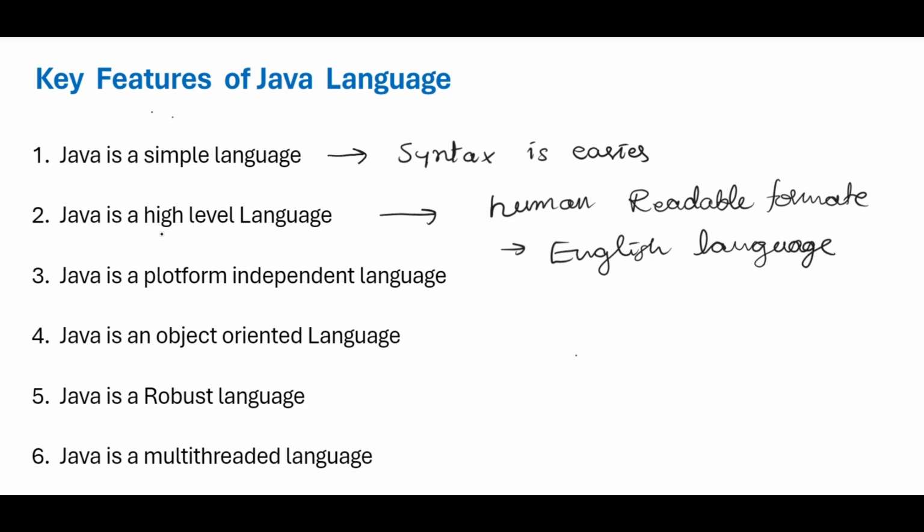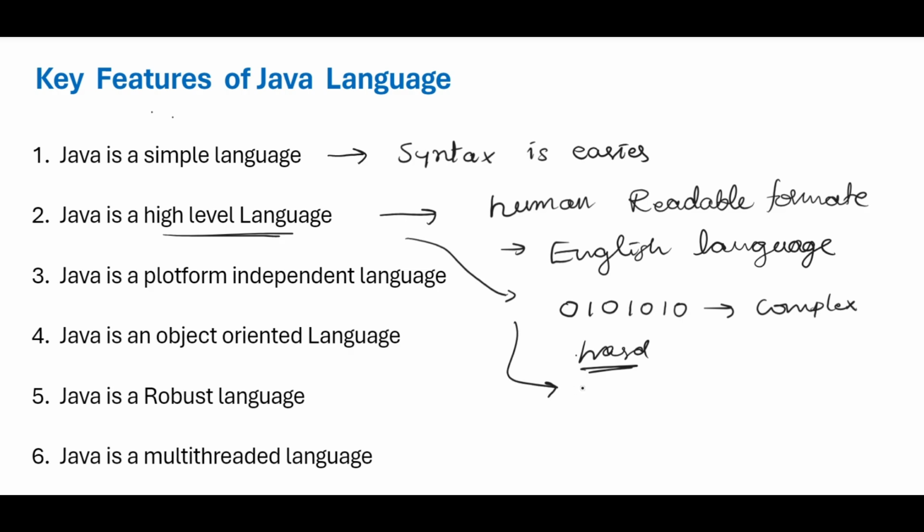Generally we use high level languages to build applications. The main reason is, for example, if you write a program in zeros and ones, the program looks complex and it's hard to write the code. In order to avoid that complexity, we write programs in high level languages such as Java, Python and C++. They are easy compared to binary language.